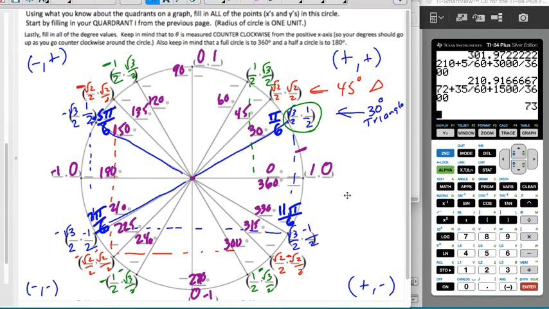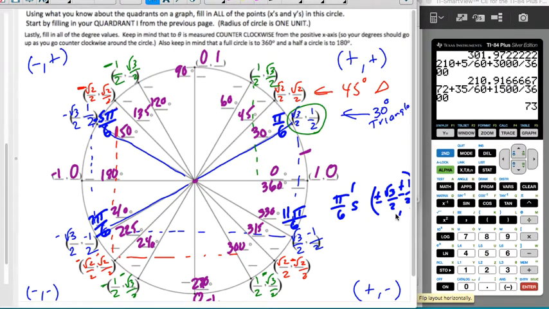So essentially, what I want you to notice is that the pi over 6s all have the point root 3 over 2 and a plus or minus 1/2, right? They all have the same point. So all of them have that same value, the plus or minus root 3 over 2 in the x-coordinate and the 1/2 in the y-coordinate.